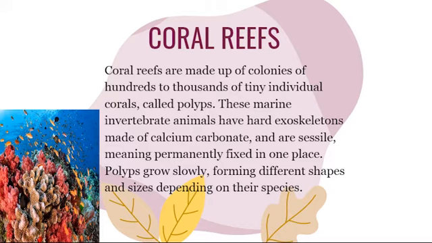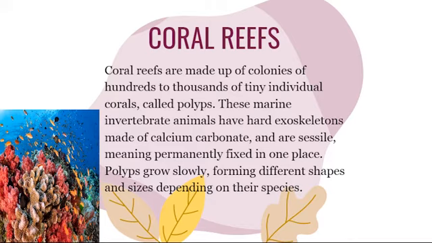I always start off with a definition. So, what are coral reefs? Well, coral reefs are living organisms and they are made up of colonies of hundreds or thousands of tiny individual corals called polyps, right? These marine invertebrate animals have hard exoskeletons made of calcium carbonate and are sessile, which means that they are permanently fixed in one place. They cannot move. Now, these polyps grow slowly, forming different shapes and sizes depending on their species.